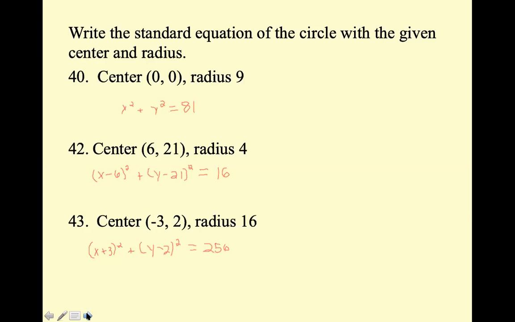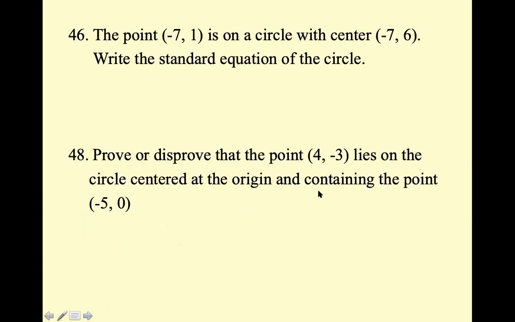I think we just have one more slide today. Yep, we have the point negative 7, 1 is on a circle with center negative 7, 6. Write the standard equation of the circle. All right, so on this one, switch it up here. Let's go with blue. In this one, we know the center. So I can start out by writing x plus 7 squared plus, and again, I'm looking over here at the center, so in this parentheses, I'm going to have y minus 6.